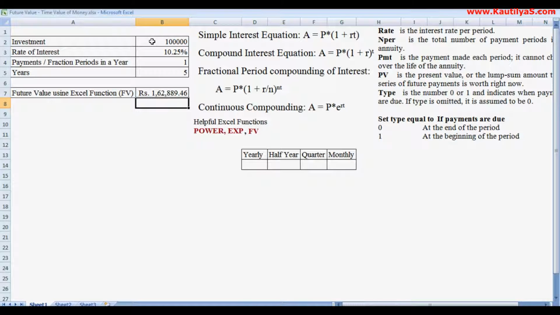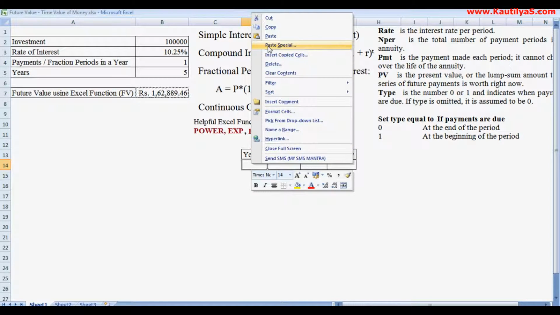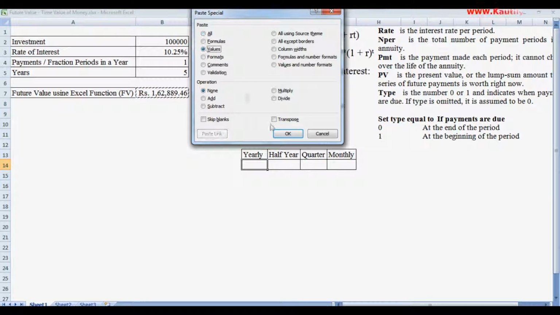So your money will grow to 1,62,889 rupees 46 paise if interest is paid at 10.25% annually. Now we see whether it makes any difference if interest is paid annually or semi-annually. So copy this, and here, where interest is paid annually, we put it using paste special, values, and OK.